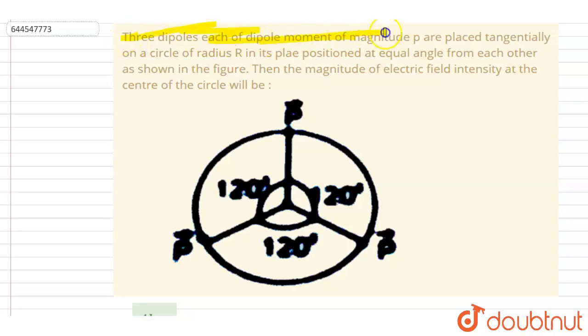Hello everyone. Three dipoles, each of dipole moment P, are placed tangentially on a circle of radius r in its plane, positioned at equal angles from each other as shown in the figure. Then what is the magnitude of electric field intensity at the center of the circle?